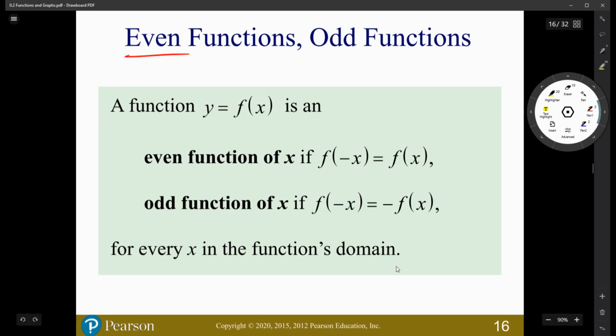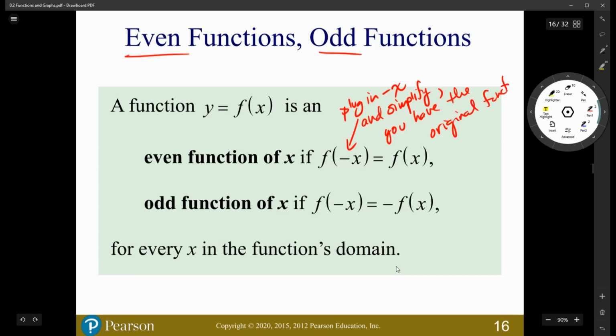Here's something that doesn't come up a lot in algebra, but it's a nice thing to know because it's a good way we can describe functions. A function is an even function if f of negative x is equal to f of x. In other words, if you plug in negative x and simplify, you have the original function.